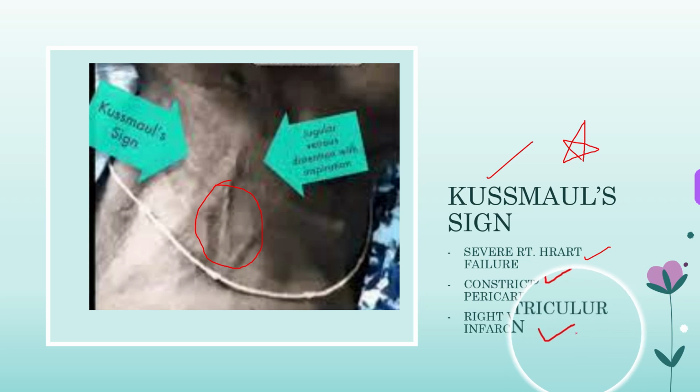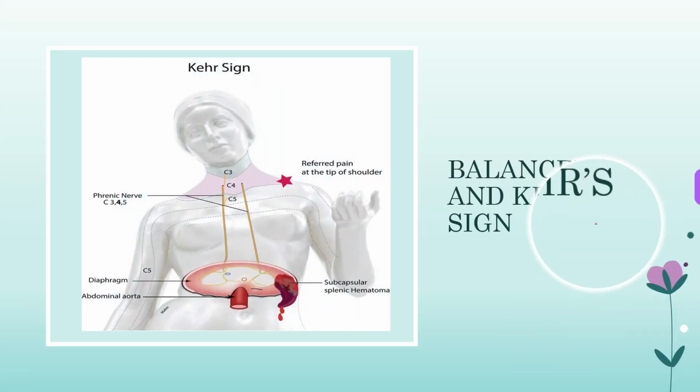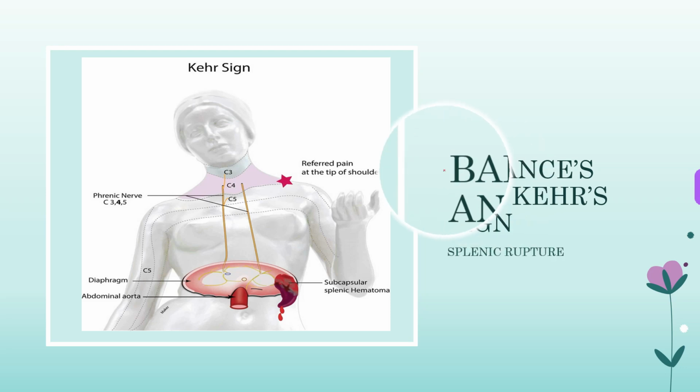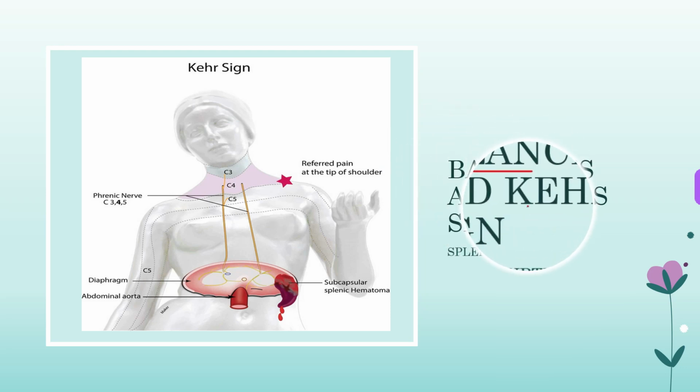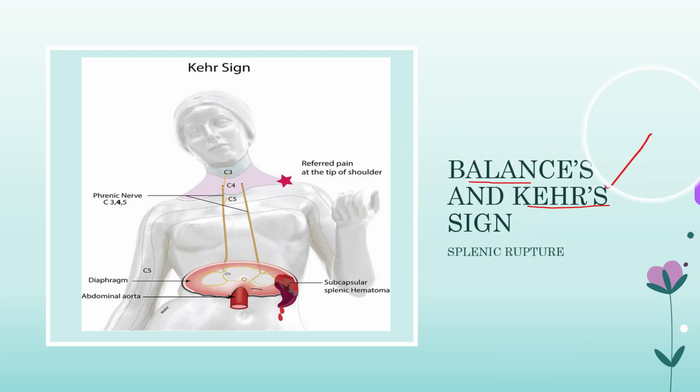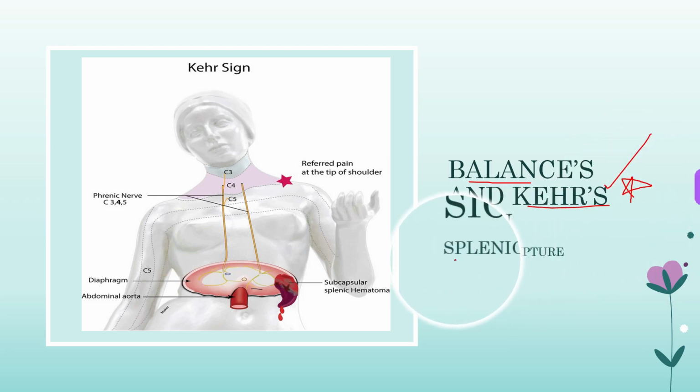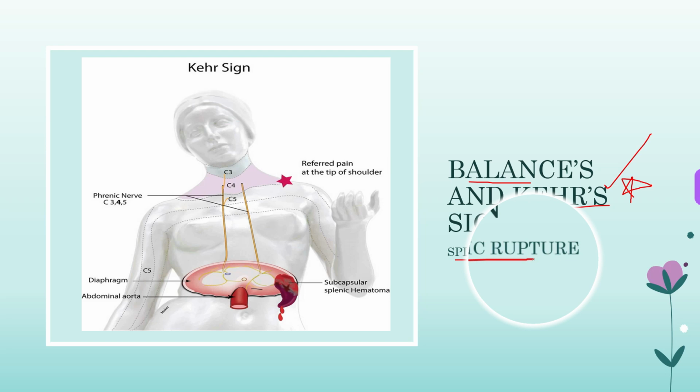Next we have another sign, that is Balance sign. Balance sign is seen in splenic rupture. Another sign is Kehr's sign. This is also seen in splenic rupture. So we have two signs which are seen in splenic rupture. They are Balance's sign and Kehr's sign. Kehr's sign is very important.